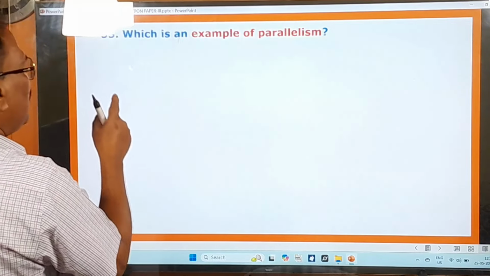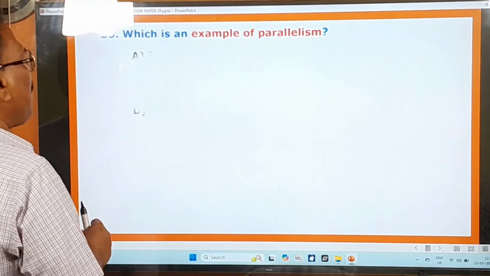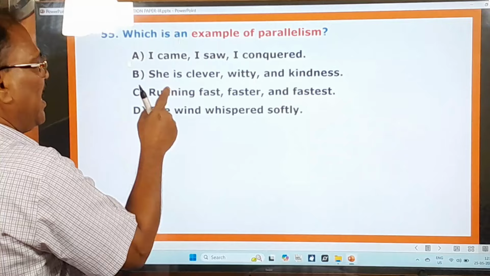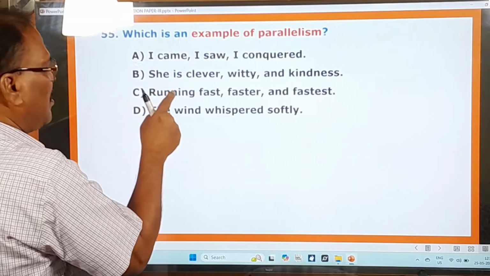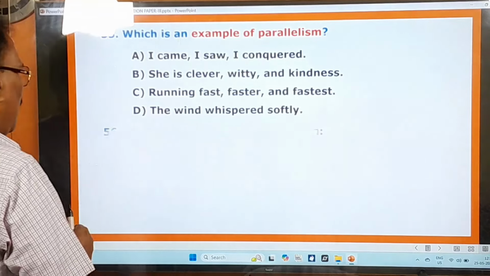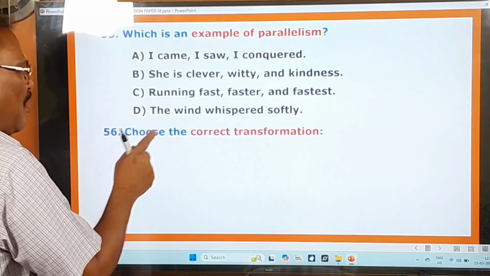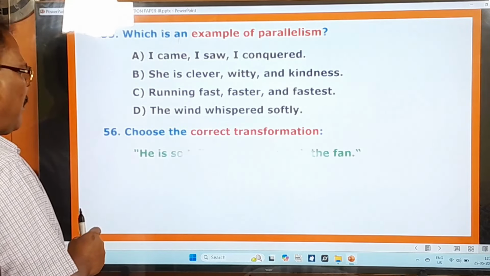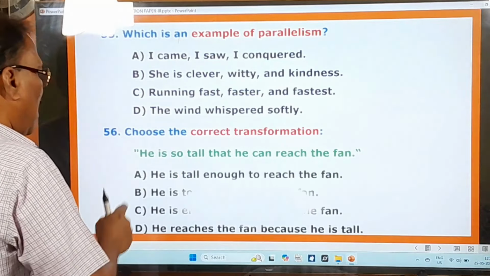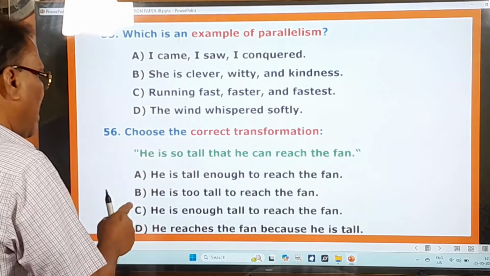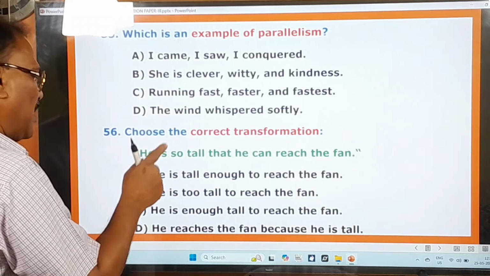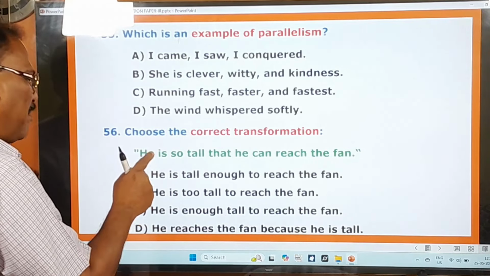55th question, which is an example of parallelism? I came, I saw, I conquered. She is clever, witty, and kindness. Running fast, faster, and fastest. The wind whispered softly. 56th question, choose the correct transformation. He is so tall that he can reach the fan. He is tall enough to reach the fan. He is too tall to reach the fan. He is enough tall to reach the fan. He reaches the fan because he is tall.